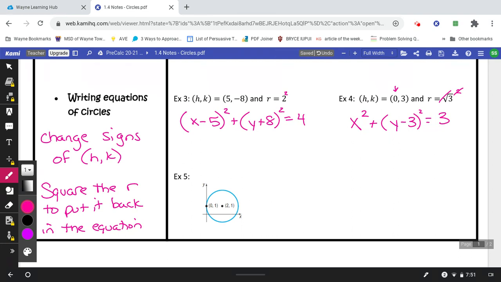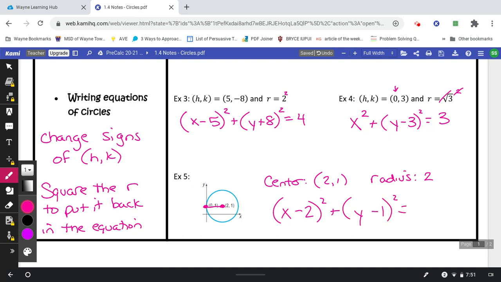Example number 5. My center is given to me as 2, 1, this point right here. I just need to be able to find the radius. So for the radius, I just have to figure out how far it is from the center point to there, which, if the center is at 2, 1, and this side point is at 0, 1, is a distance of 2. And then you can write the equation. Change the signs of the h and the k, and square the radius to get 4.